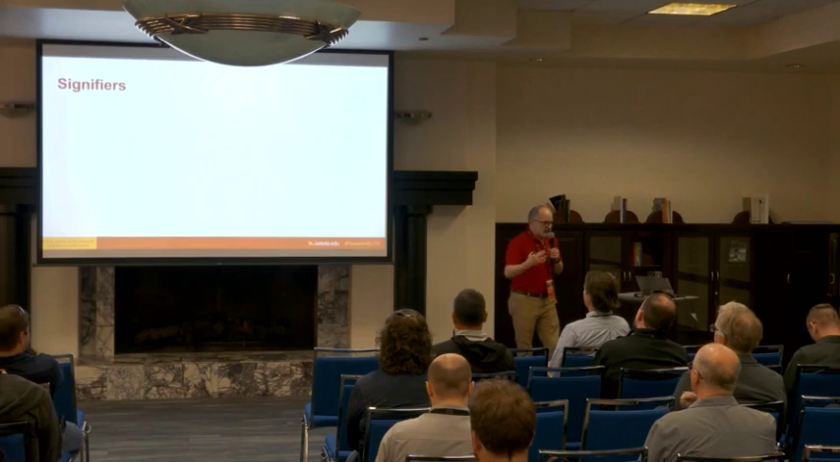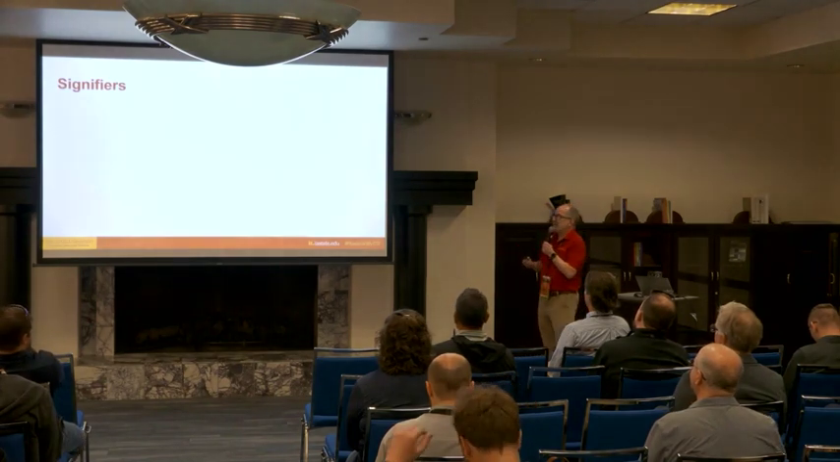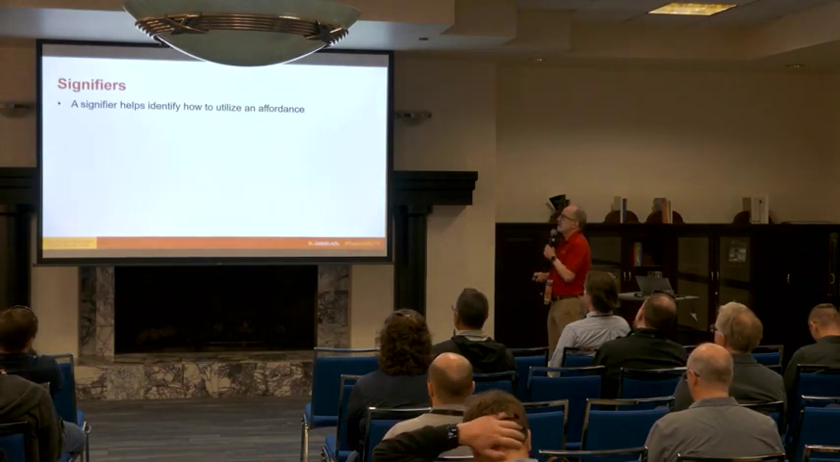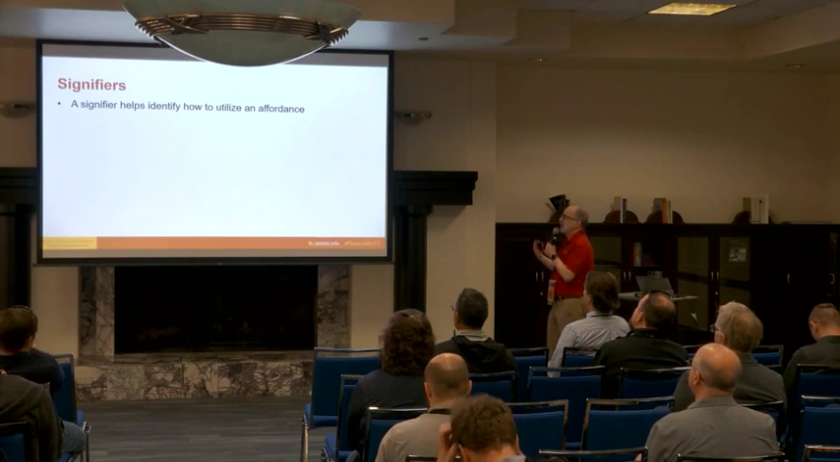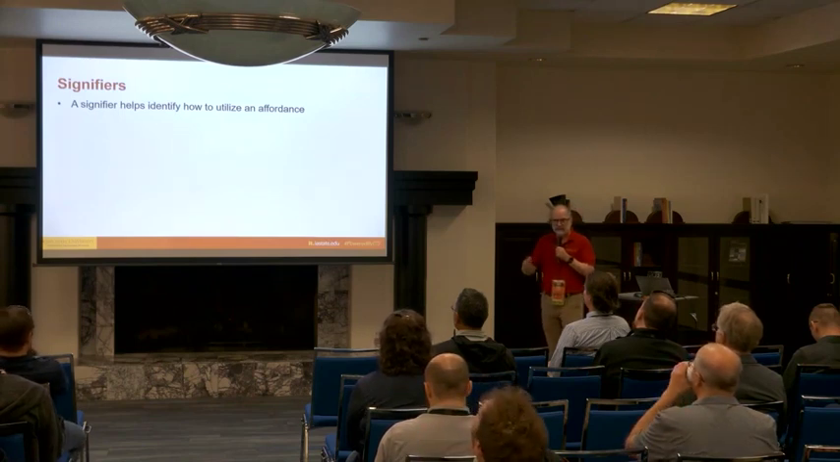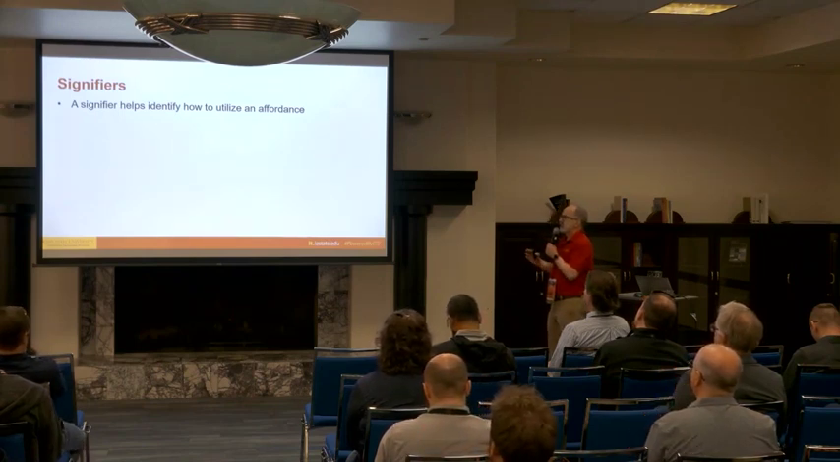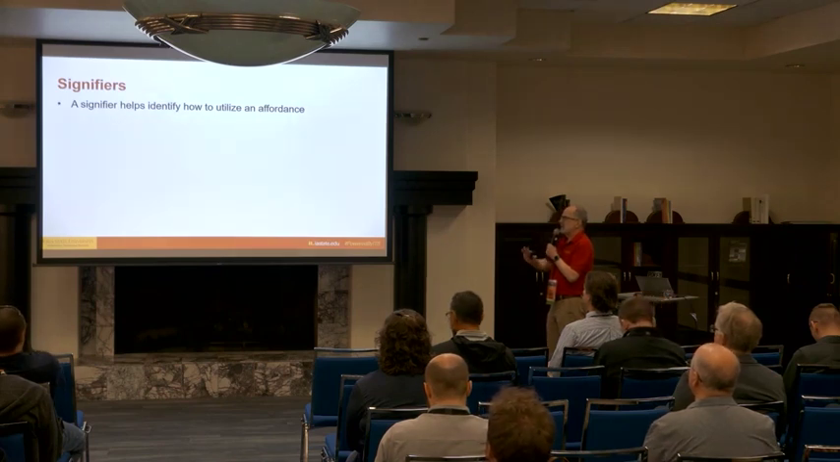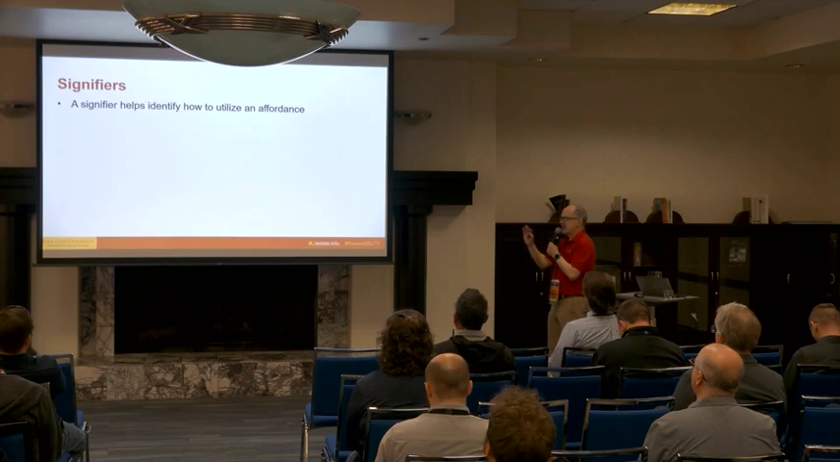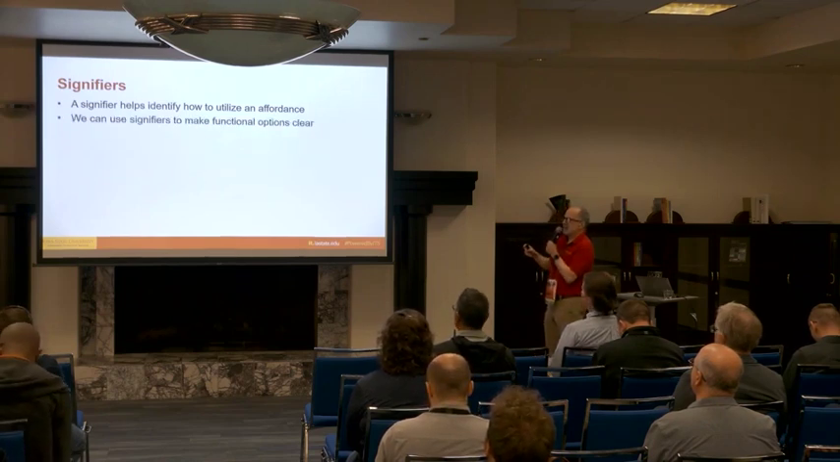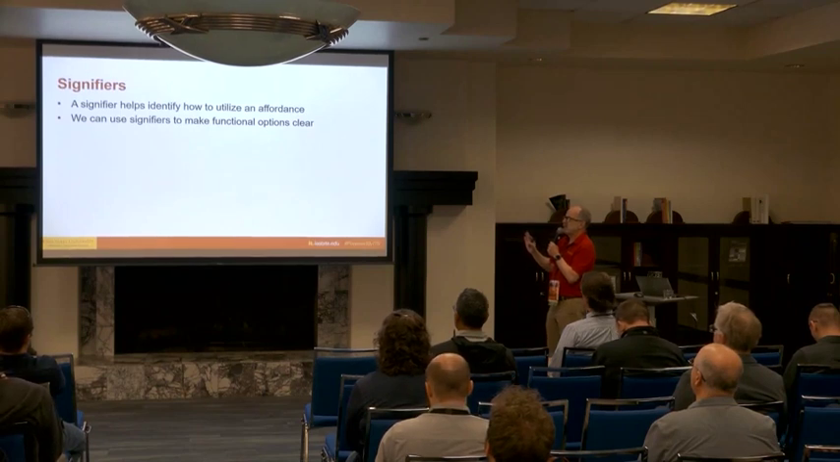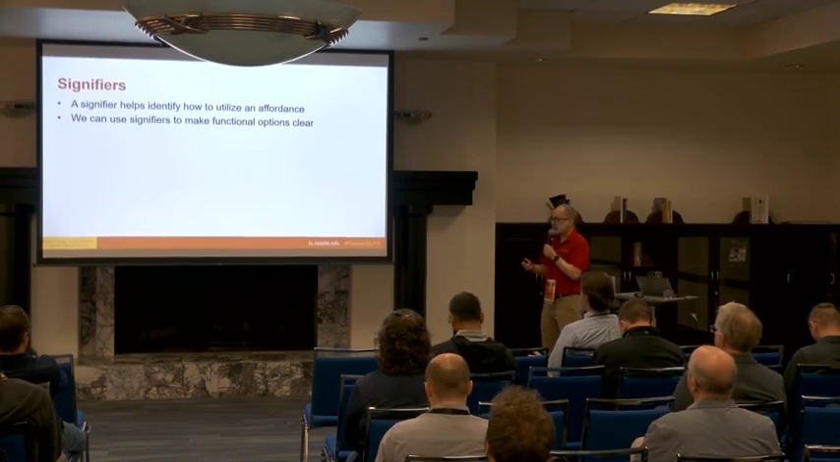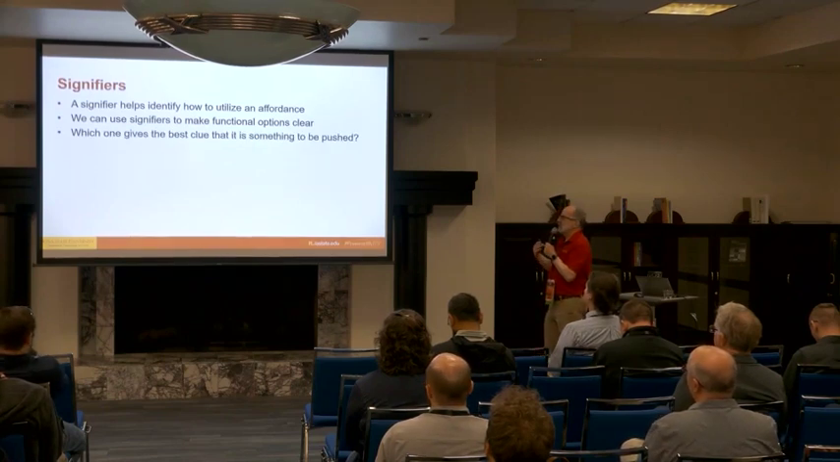So he further goes on and defines something called a signifier. Now a signifier helps you identify how to utilize an affordance, and this is very subtle, right? He talks about this at length in the book. But signifiers are very much like affordances, but they're not. We can use signifiers to make the functional options more clear.